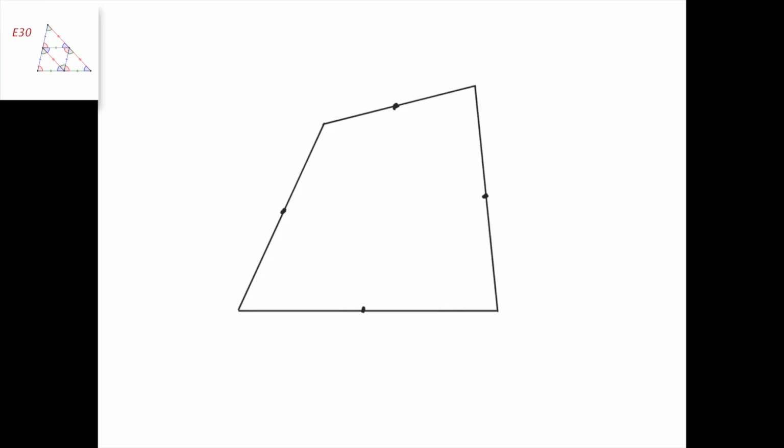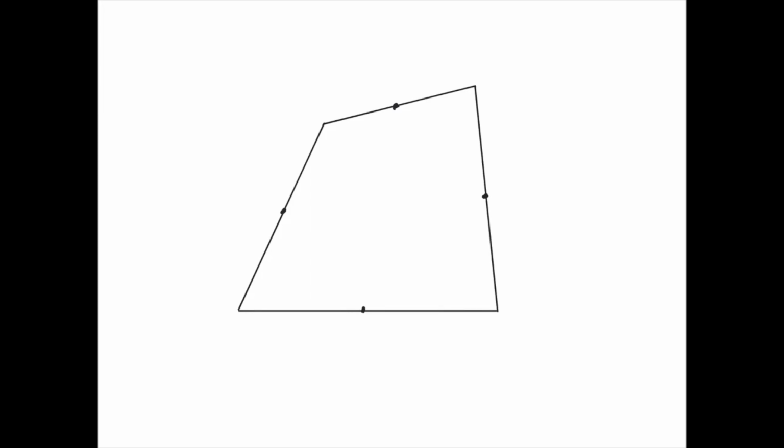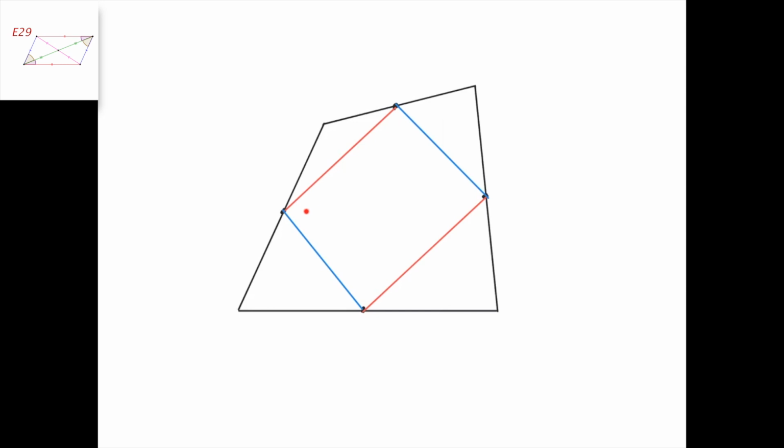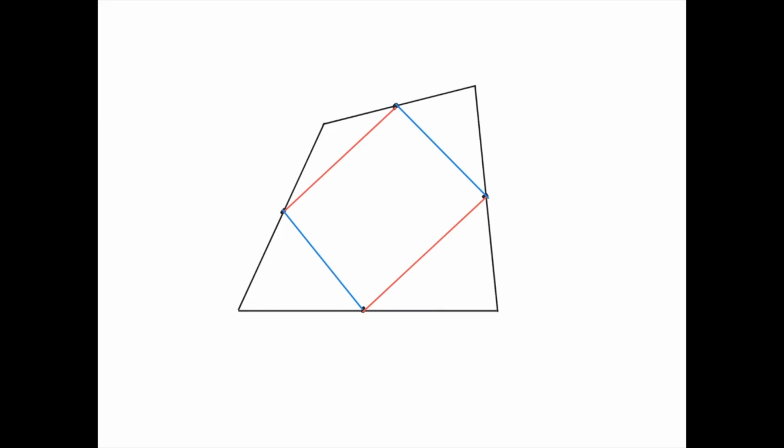Now we're going to talk about midsegments in a quadrilateral. So suppose I took the four midpoints of the four sides of the quadrilateral, and I'm going to connect them, then the shape that they make turns out to be a parallelogram. And in this video, we're going to see why.